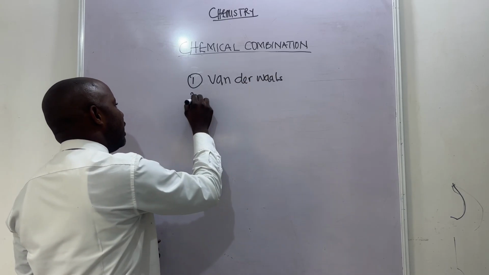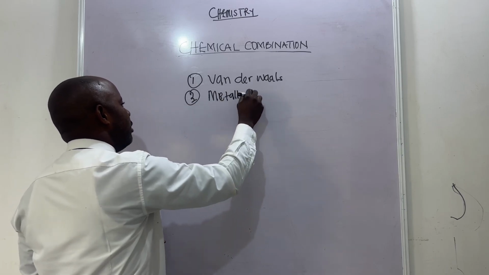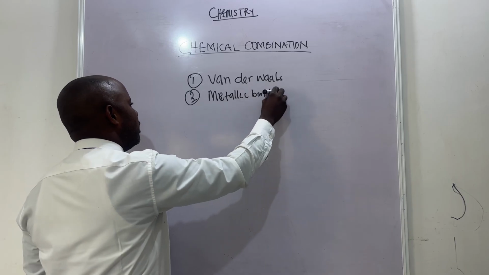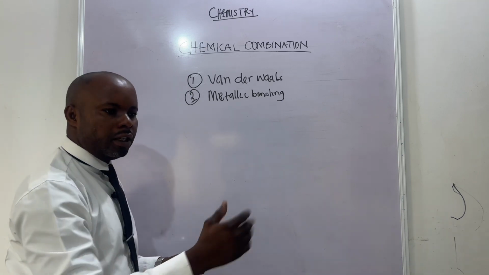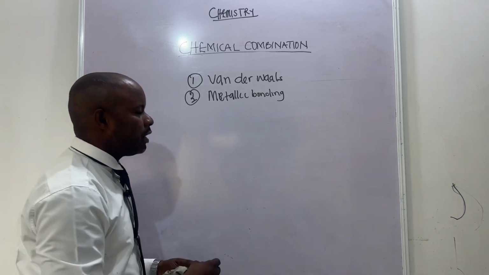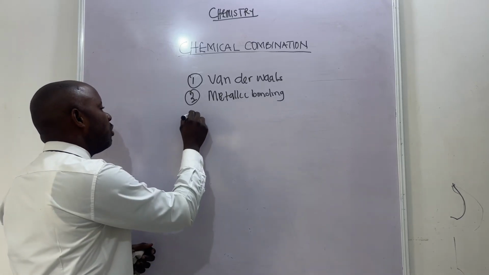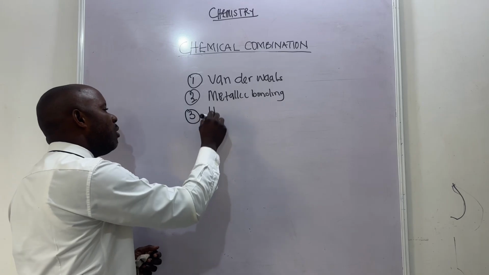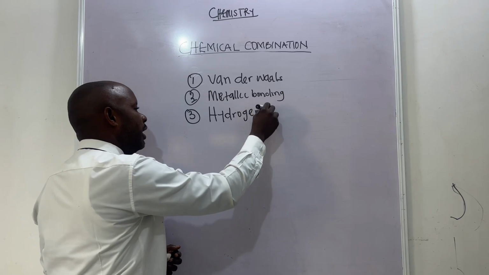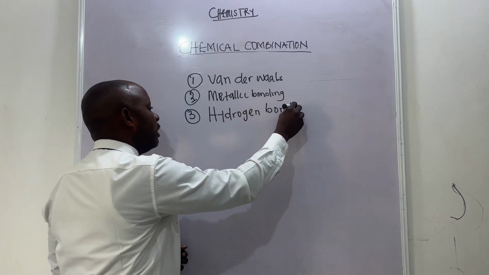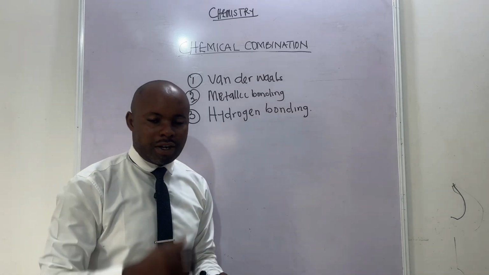Van der Waals will talk about metallic bonding. This exists between metals. The external electrons try to exert a pressure on the nucleus. By so doing, they undergo what is known as metallic bonding. So we're going to talk more about hydrogen bonding. Let's emphasize hydrogen bonding because it's very common as well.